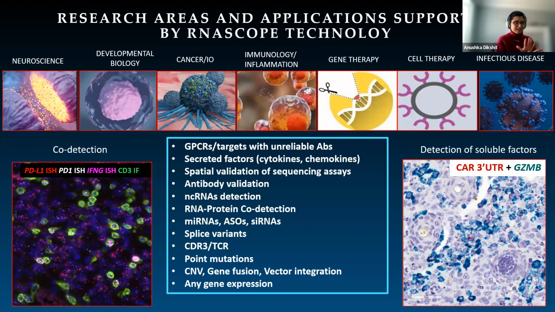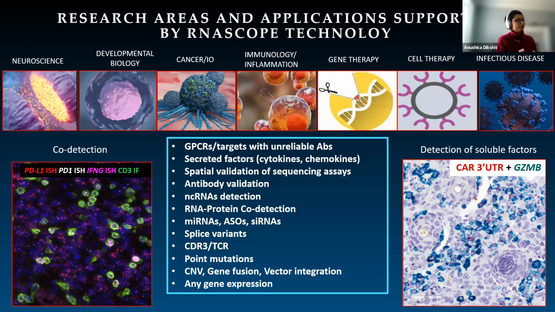Because we are an RNA-based technology, we've been used, especially in neuroscience research, to look at a lot of the GPCR targets, which can be very challenging to study by IHC. Then we have been used to visualize secreted factors like cytokines and chemokines, and it allows us to identify the cellular source of these secreted factors and pinpoint which are the cellular subtypes that are secreting these important soluble factors.